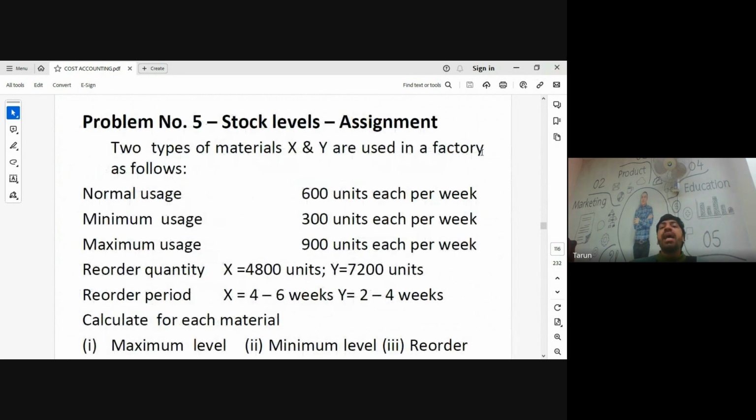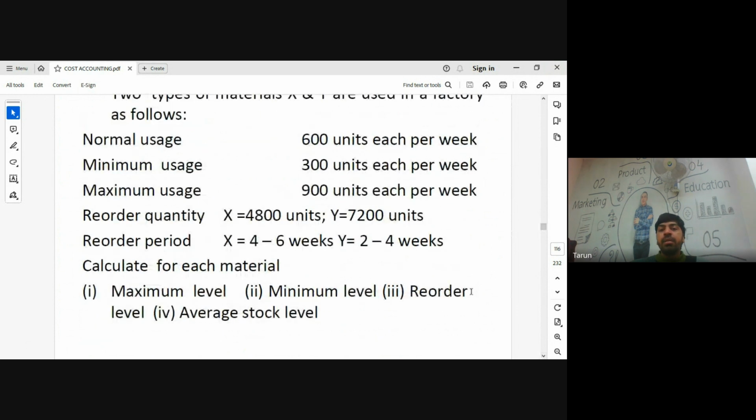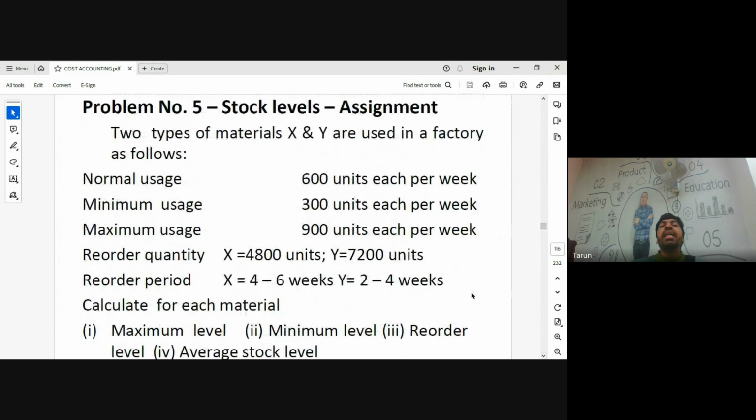So these are the assignments or questions shown in the slides. You can take a screenshot of this question and do it at home, using the formulas taught in the previous slides, and accordingly apply them and calculate these levels, that is the maximum level, minimum level, reorder level, and average stock level.